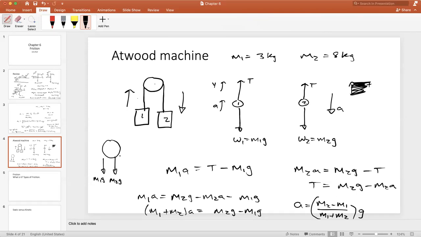Atwood machines are really important because they actually transfer gravitational energy into other types of energy, but you don't need to know that yet. All you need to know is how to do this. And because we didn't have a problem where we had two masses on a pulley connected together, I wanted to do it for you. That's it for the review.